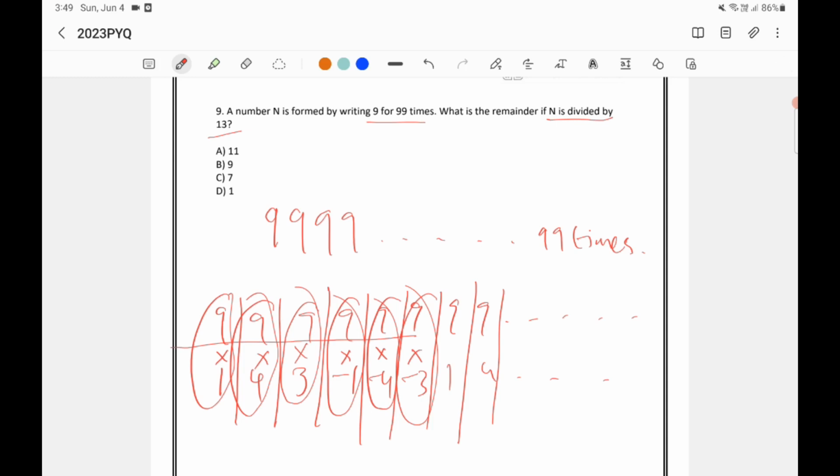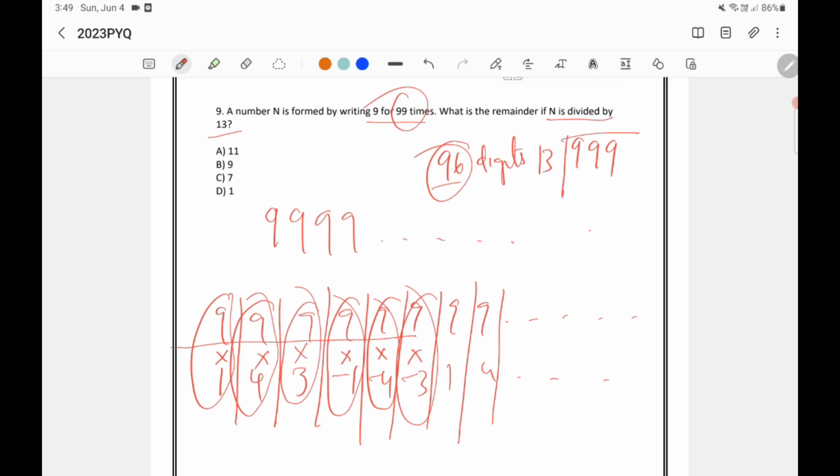The next 6 digits will also get cancelled in the rule of 13. In this way, the first 96 digits are going to get cancelled because 96 is a multiple of 6. There are 99 nines, so all the first 96 nines will get cancelled in the rule of 13. So only the remaining 9, 9 and 9. We just need to check when 999 is divided by 13, what is the remainder? That will be the same as 9 coming 99 times.